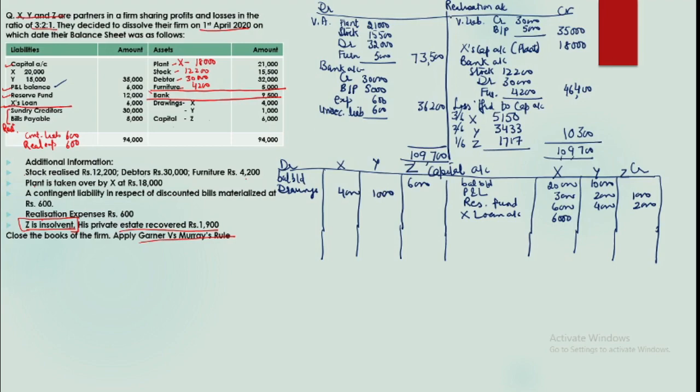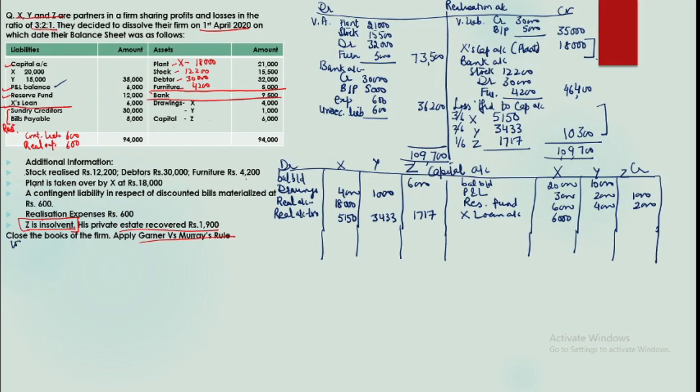Now come to realization. So here X has taken over the investment. So in the realization account, investment taken over by X. Then you have the loss. So this loss will be distributed: 5,150, 3,433 and 1,717. Now we'll have to prepare a working note and we'll have to establish insolvency of Z.